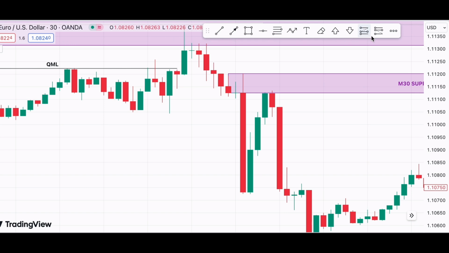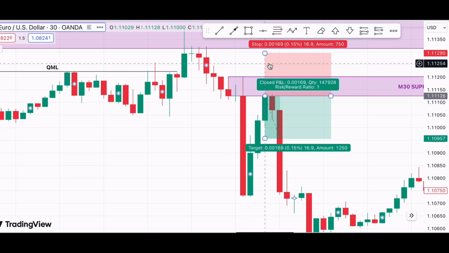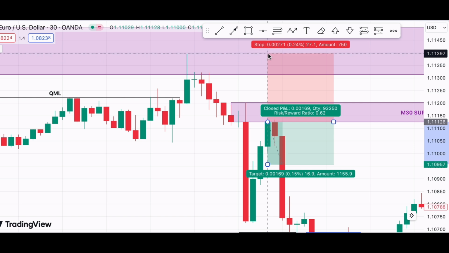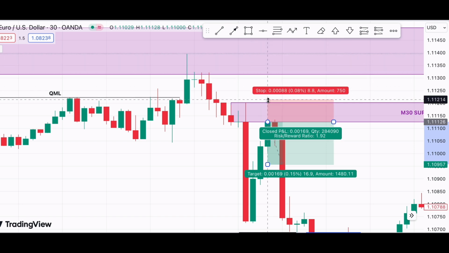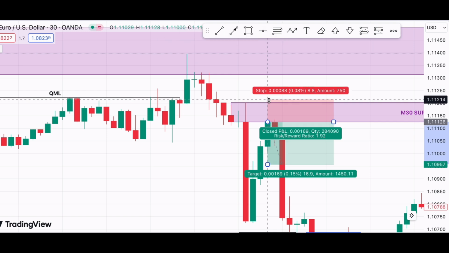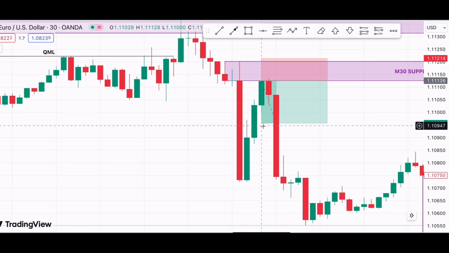For this trade, this is where we are going to short. This is the conservative stop loss. If you are looking for the aggressive stop loss, you can place it here. But if we base it on the zone, this should be the stop loss. So our stop loss is probably just around 10 pips.